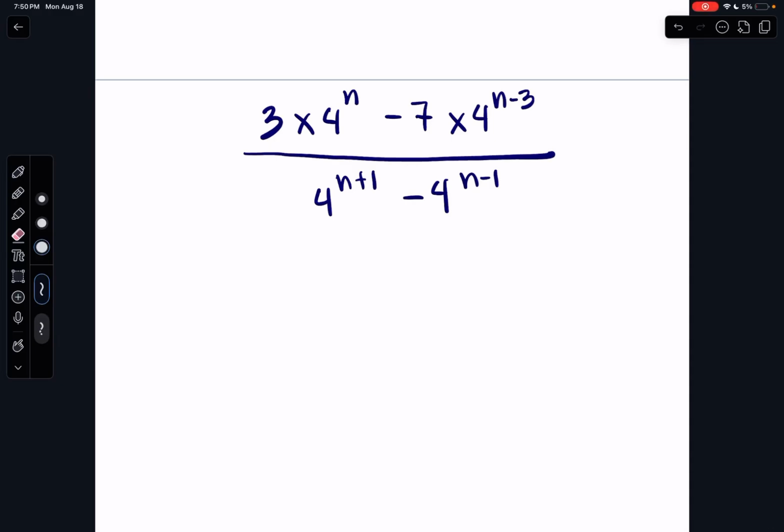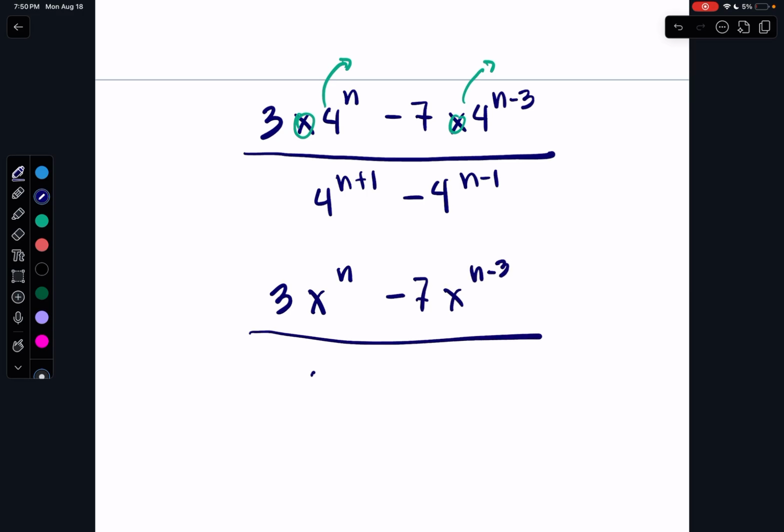Okay, I'm going to re-explain what happened in this one here. First thing that we're going to do again is change 4 into x, so we don't have to put the multiplication in here. So I'm just going to rewrite that: (3x^n - 7x^(n-3)) divided by 4n. Oh, this will become x, right? Plus 1 minus x^(n-1).